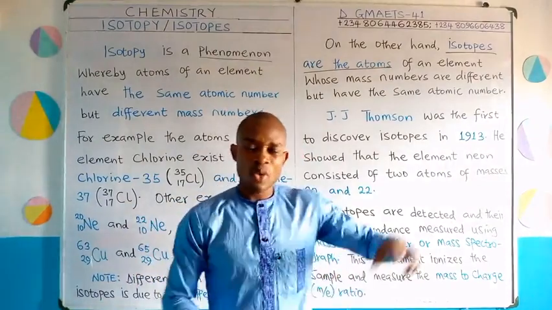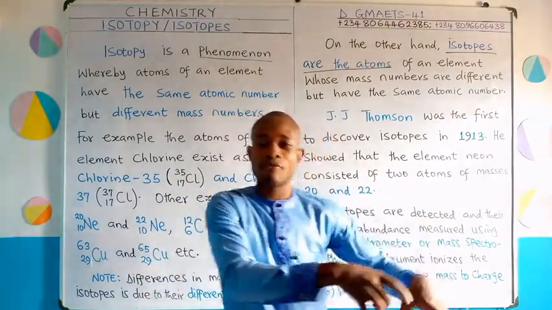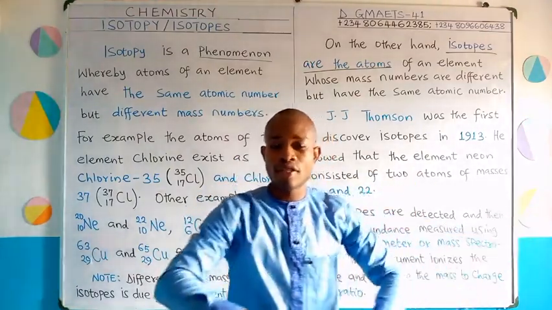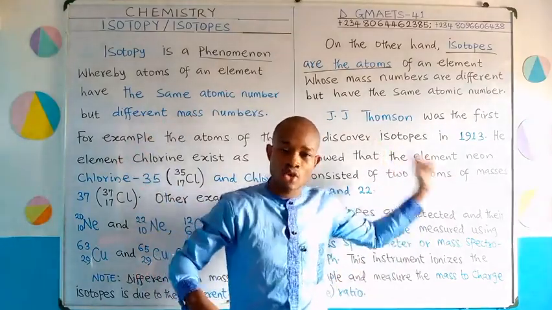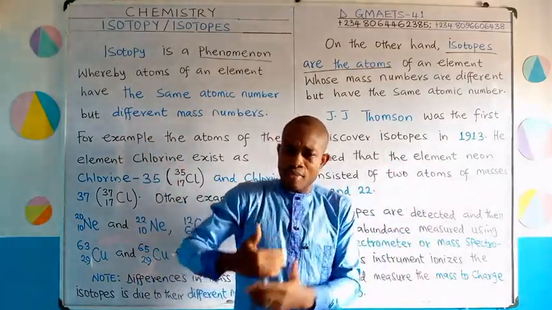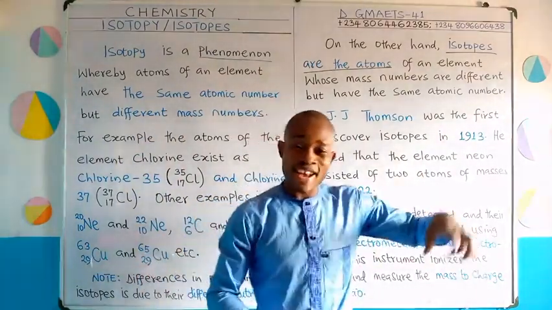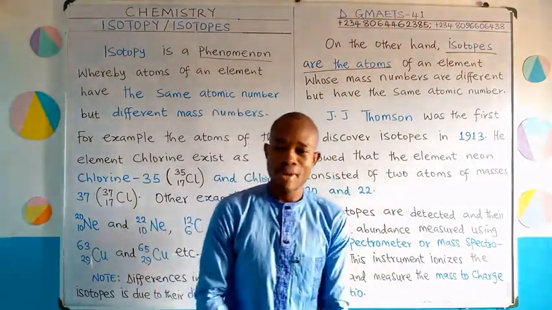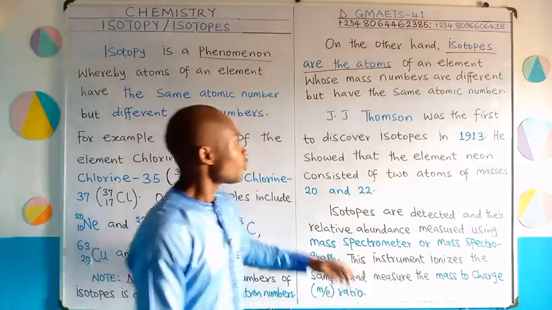That is pollution. Then we now have pollutant. Pollutants are now those harmful materials, those unwanted materials that you release into the environment. So the same thing goes with isotopy and isotope. Isotopy is the phenomenon, the occurrence. Isotopes are now those atoms that occur with different mass numbers but the same atomic number.